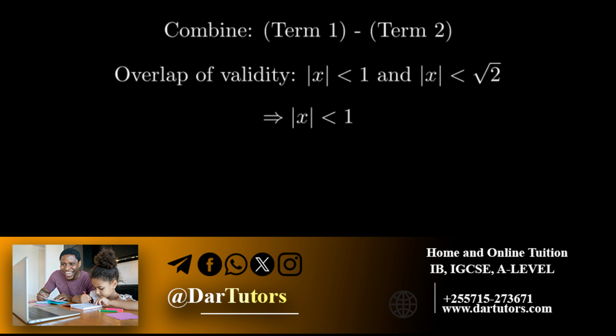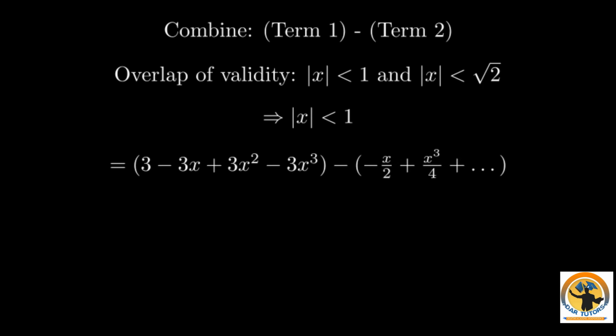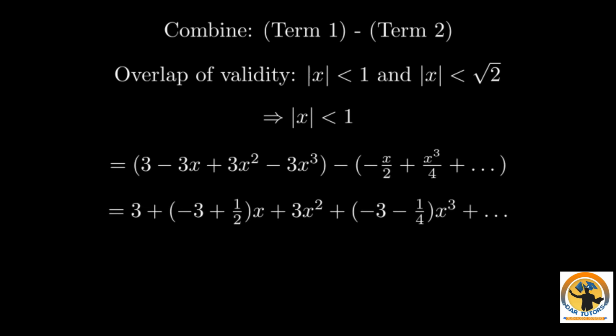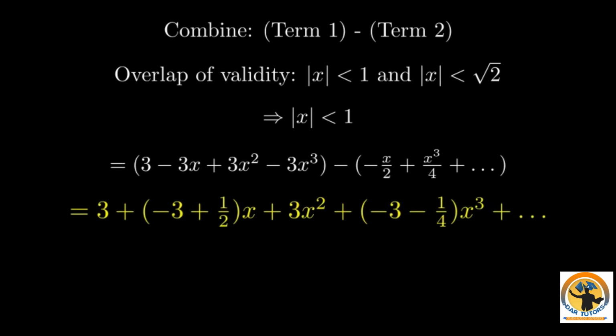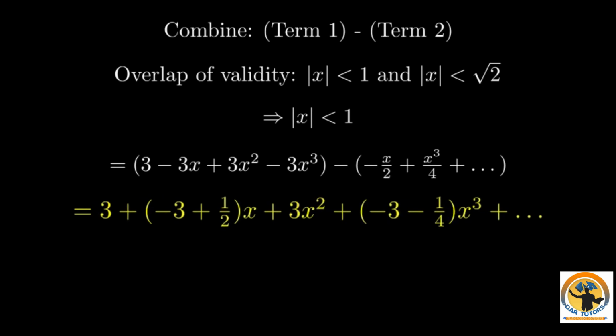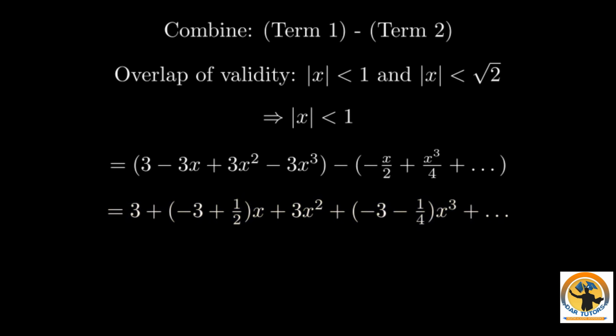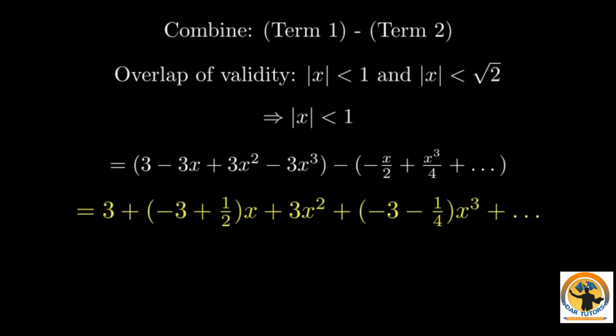Let's write out the combined expansion up to the x cubed term. We have 3 minus 3x plus 3x squared minus 3x cubed minus (negative x over 2 plus x cubed over 4). Now we group the terms by powers of x. The constant term is 3. The x term is negative 3x minus negative x over 2, which is negative 3x plus x over 2, giving negative 5x over 2. The x squared term is just 3x squared. And the x cubed term is negative 3x cubed minus x cubed over 4, which is negative 13x cubed over 4.